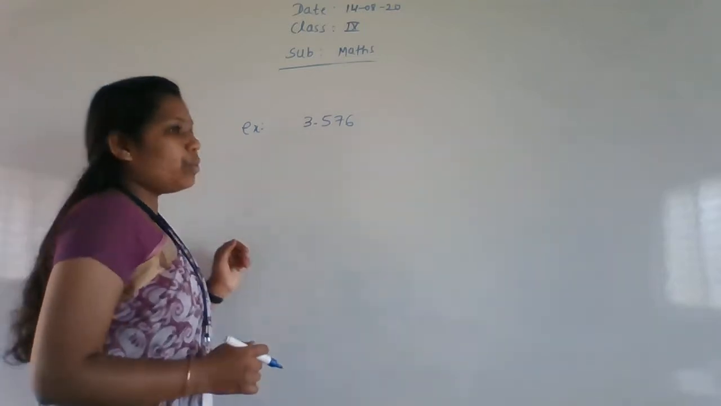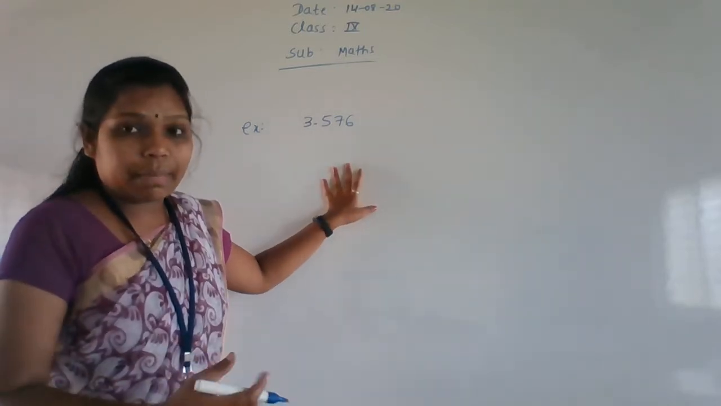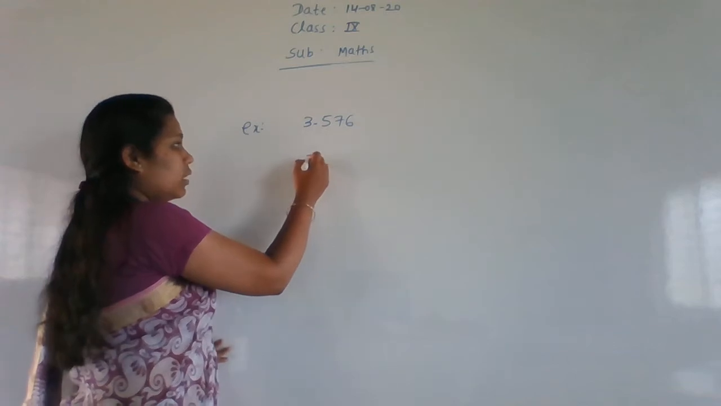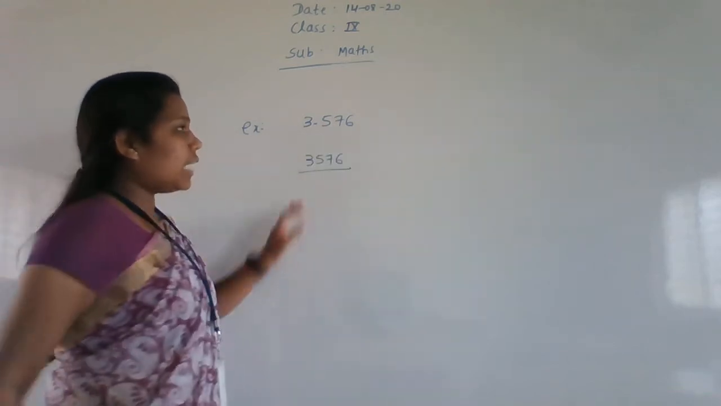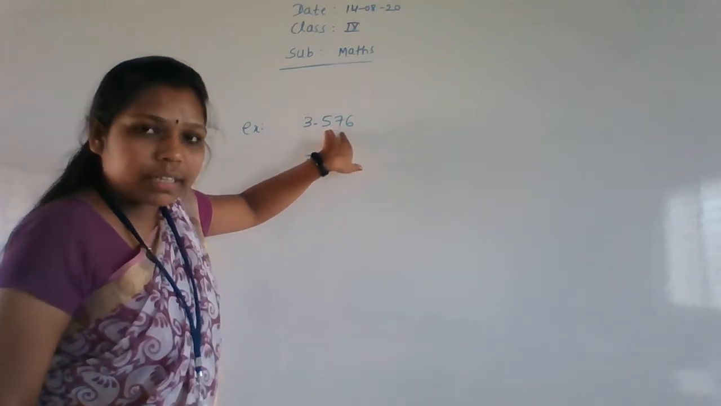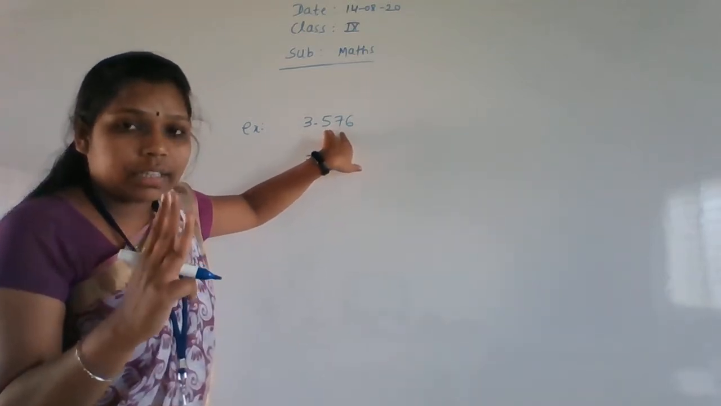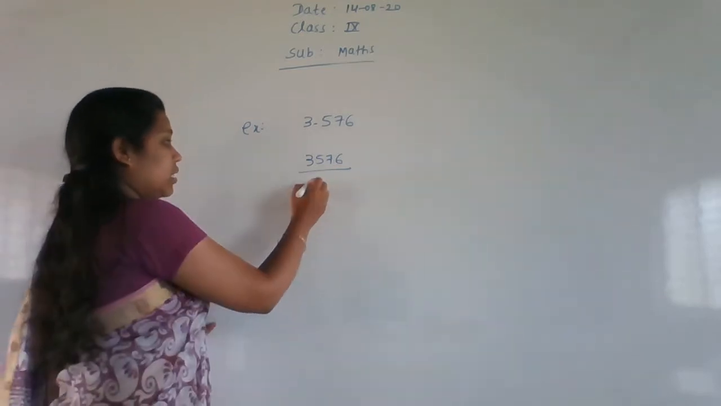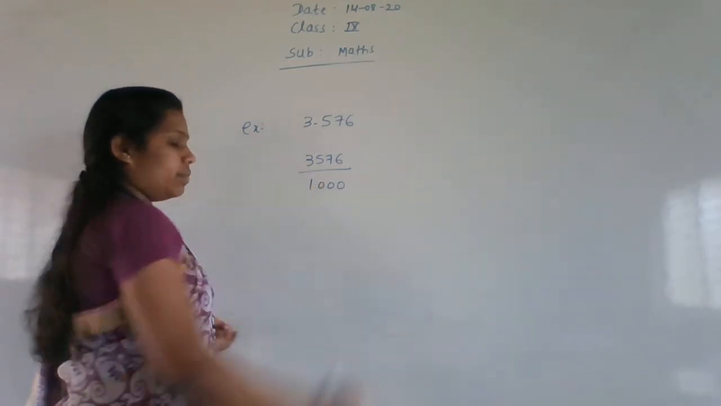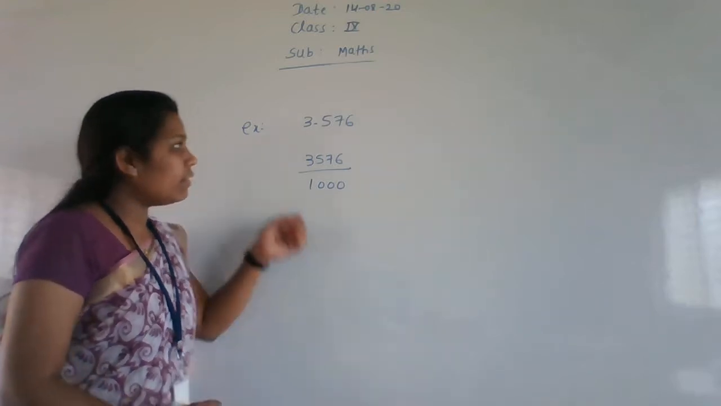So now I am going to convert this number into the P by Q form. That is nothing but 3,576 over... How many numbers are there after the decimal point? Here 3 numbers are there. Then we have to write 3 zeros here. So that is nothing but 1,000. Getting everyone?